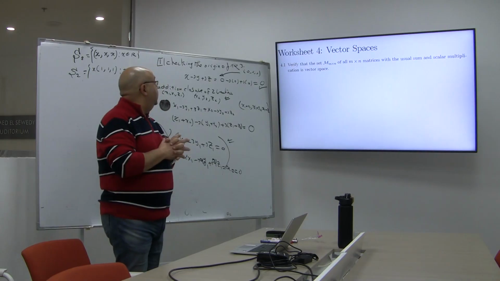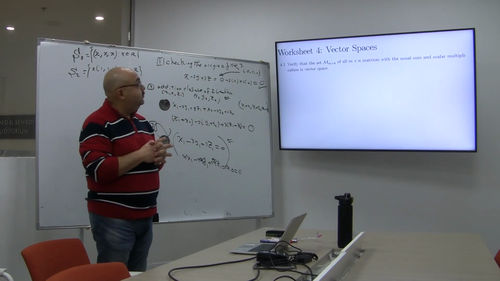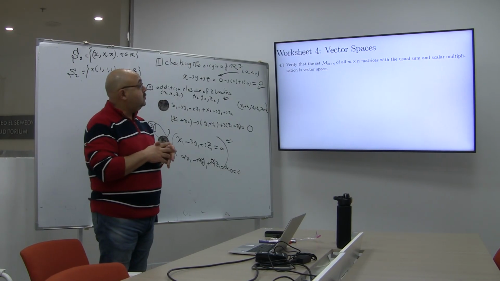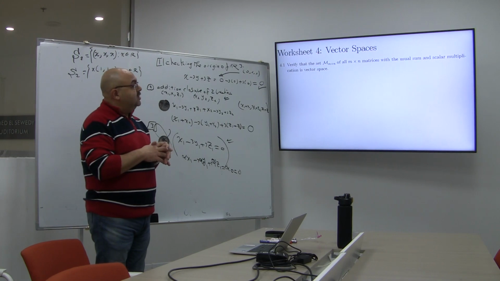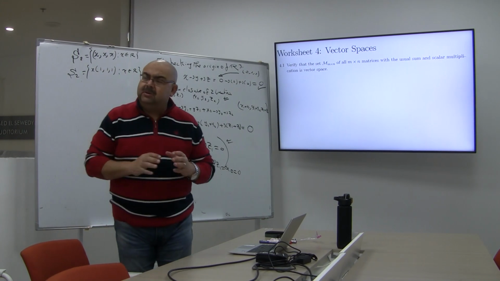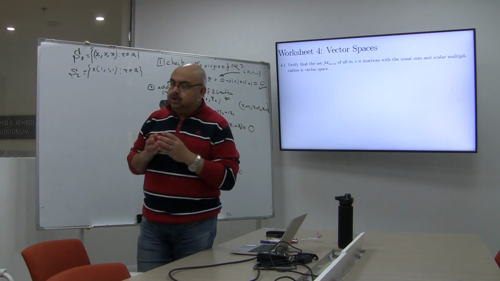تعال نشوف بقى امثله. هنا بيقول لك اثبت لي ان الست of m matrices okay of all m by n matrices with the usual sum and scalar multiplication. يعني ايه with the usual sum and scalar multiplication؟ يعني بالديفينيشن العادي بتاع الاديشن والمالتيبليكيشن بالسكالر.